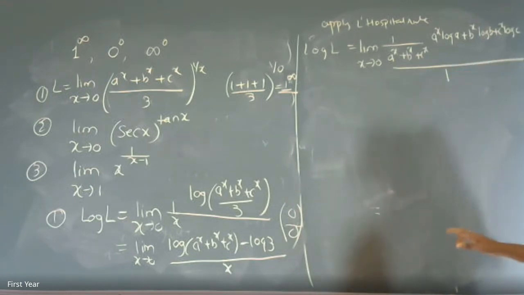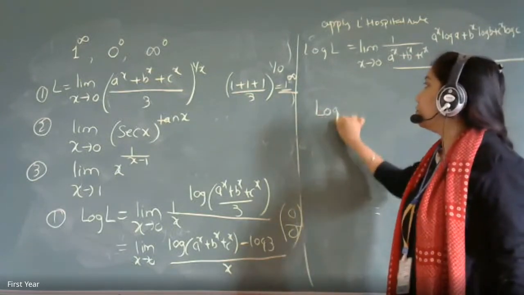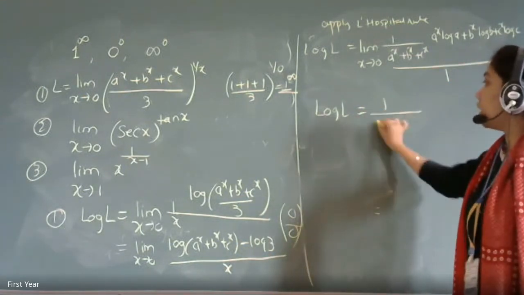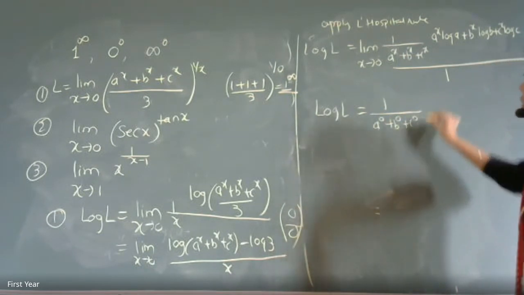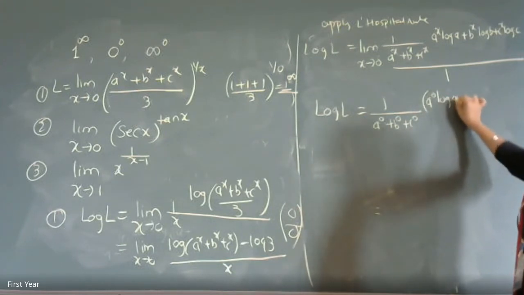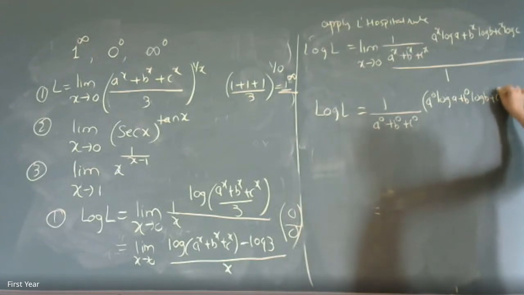Now, since the denominator is 1, your final answer will complete in this step. So log L is equal to, there is no need to apply L'Hospital's rule again. Put x equal to 0. This is 1 over a raised to 0 plus b raised to 0 plus c raised to 0, into the bracket a raised to 0 log a plus b raised to 0 log b plus c raised to 0 log c.